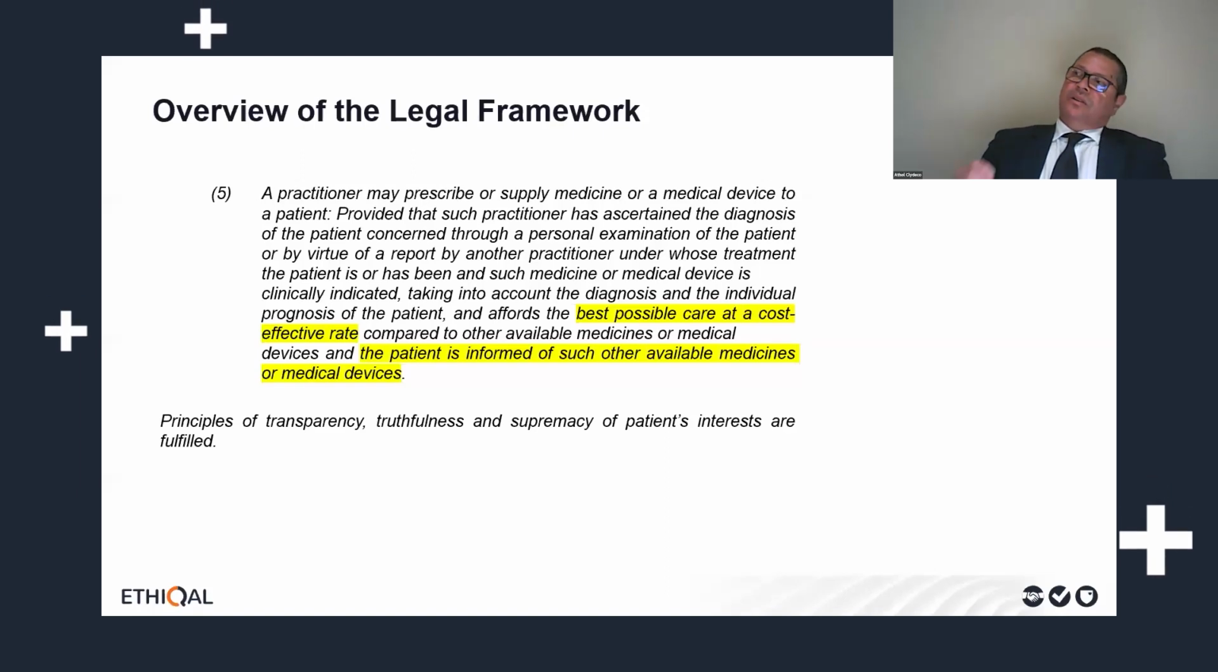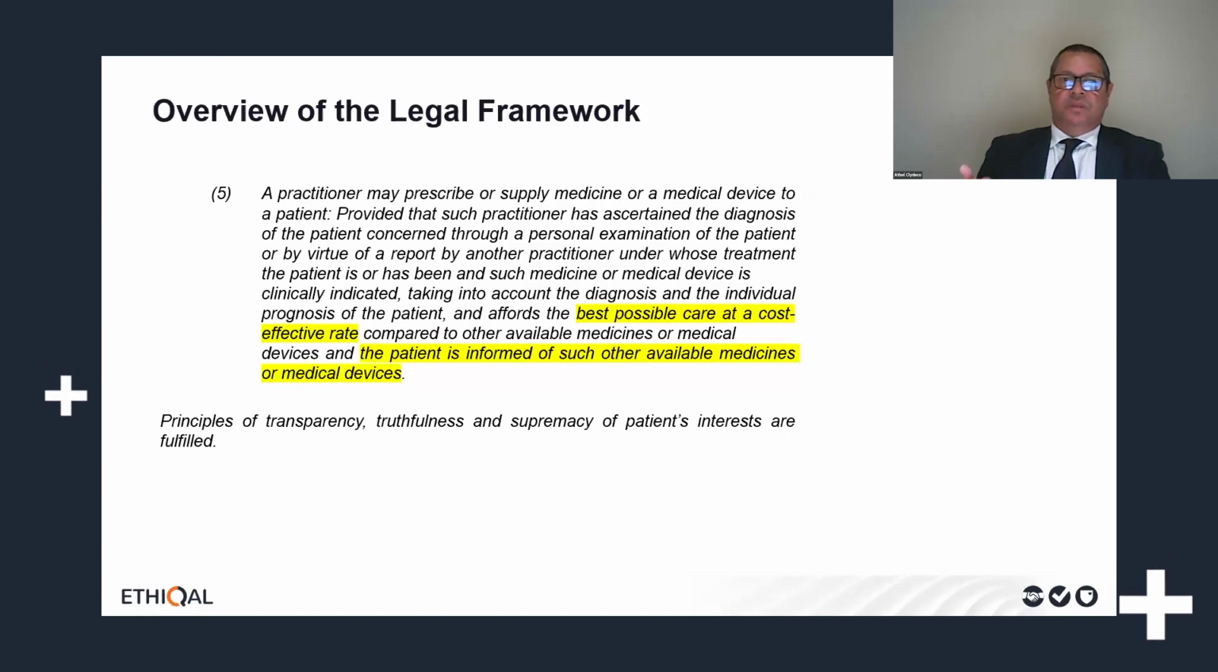So what it says is you can sell, promote, or supply medicine to a patient if it's based on a diagnosis which you've made, if it's in keeping with the patient's prognosis, if it is the best possible care being offered to the patient at a cost-effective rate when compared to everything else in the market, and the patient is aware that there are other alternatives available to him or her.